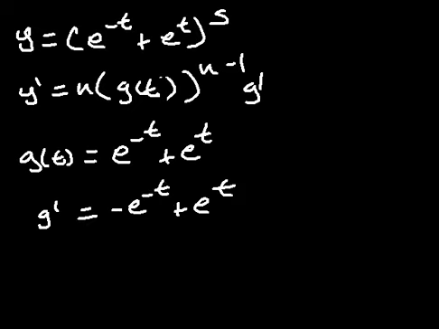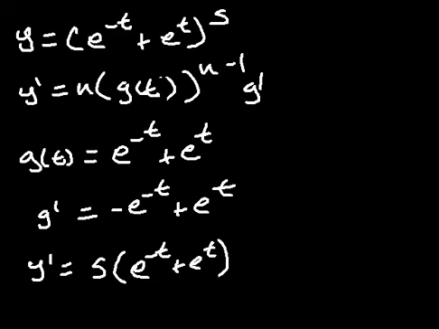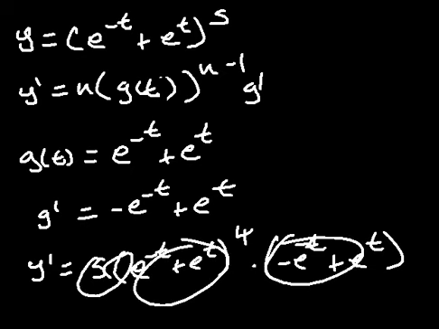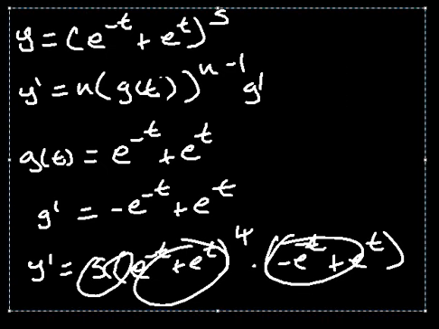So now the y prime will be given as 5 times (e to the power negative t plus e to the power positive t) to the power 4, times (negative e to the power negative t plus e to the power t). You'll be able to multiply this out, and that will be the solution. And also think about this one as well and see the way you can deal with it.